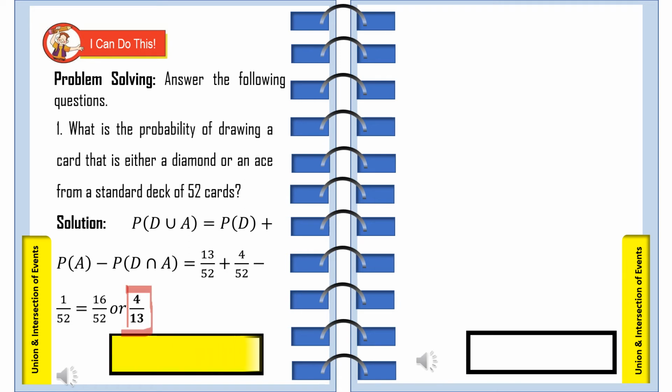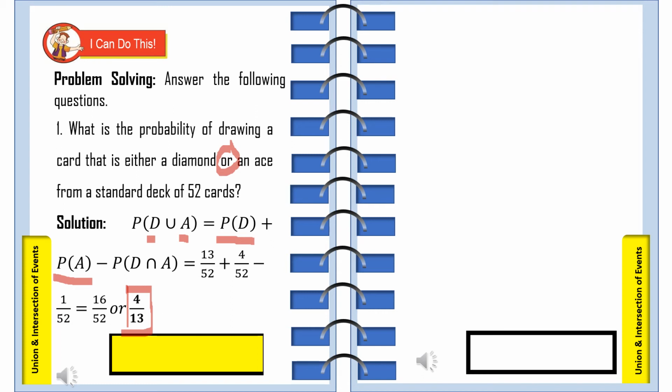Syempre, ang unang tanong niyo, paano po yung nakuha? Okay, ganito lang. Sa probability, nagmark tayo ng mga variables. Dito, let D be the probability of getting a diamond card, and then A is for an ace card. Dahil OR yan, yan yung keyword natin, ang ginamit natin is the union of two events. So, that is equal to the probability of getting a diamond card plus the probability of an ace card, and then minus the probability of getting a diamond and an ace card. Kasi meron tayong card na diamond, ace.